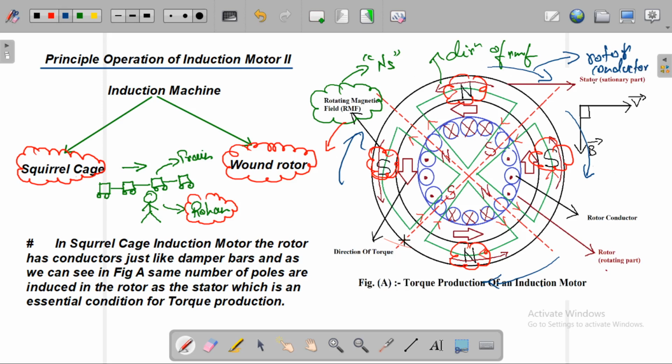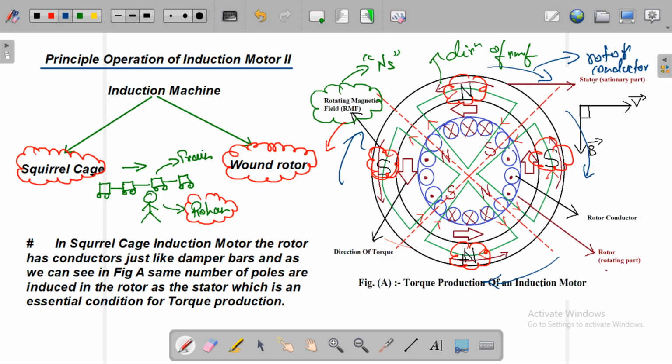How can we assume that the rotor conductor rotates in the clockwise direction, or in the opposite direction of the rotating magnetic field? I have already explained that with the help of the train and Rohan example. So keep in mind that if the rotating magnetic field rotates anti-clockwise, then with respect to the rotating magnetic field, the rotor conductor rotates clockwise.